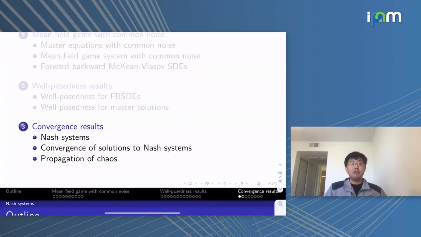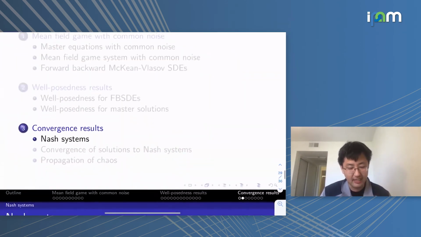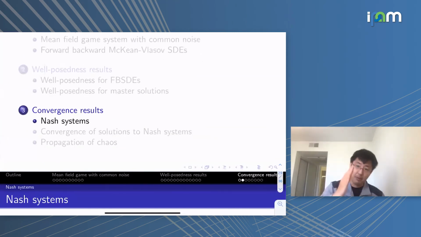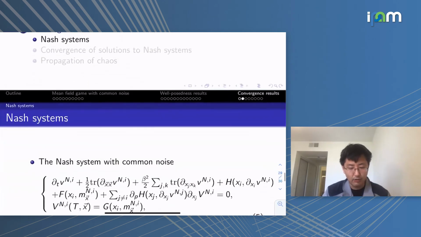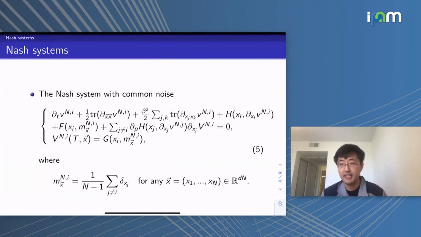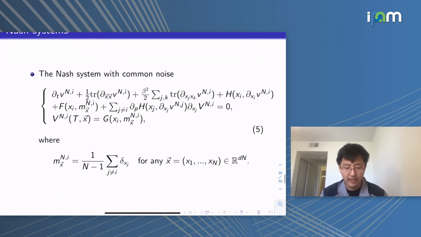So at the end, I have somehow 4 minutes to talk about this convergence result. So here, again, this convergence is from M-player games to the mean field games. And first we have the Nash system here, with the common noise. Again, we somehow derive the weak solution for this Nash system with common noise, because with our little regularity assumptions, we cannot guarantee we have a classical solution for this system.